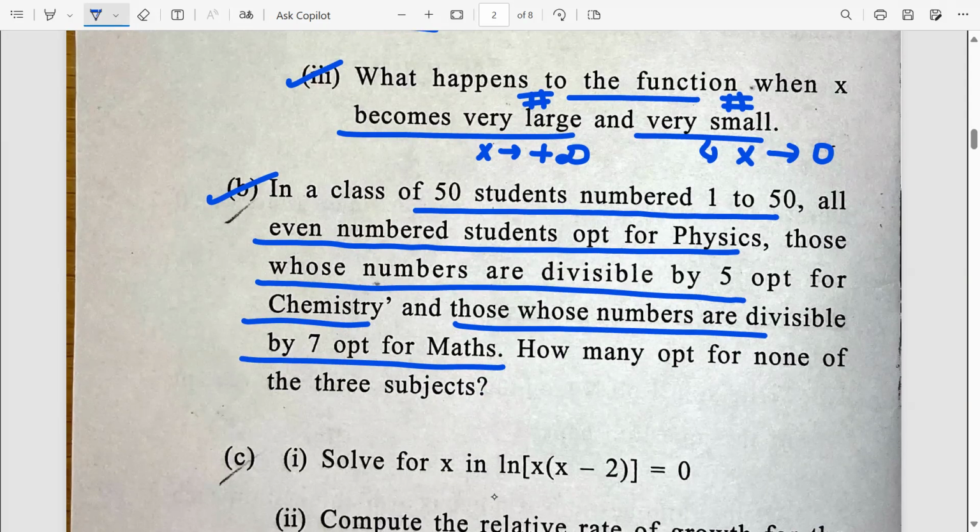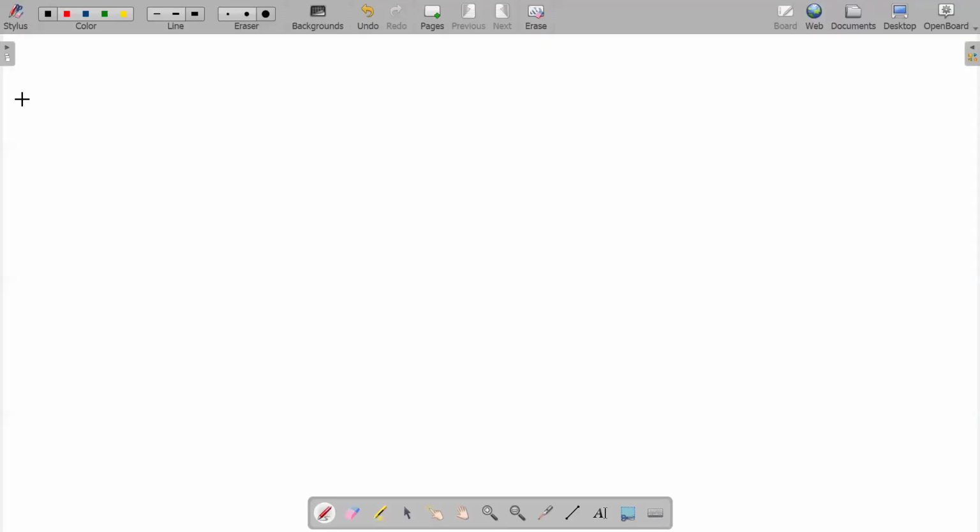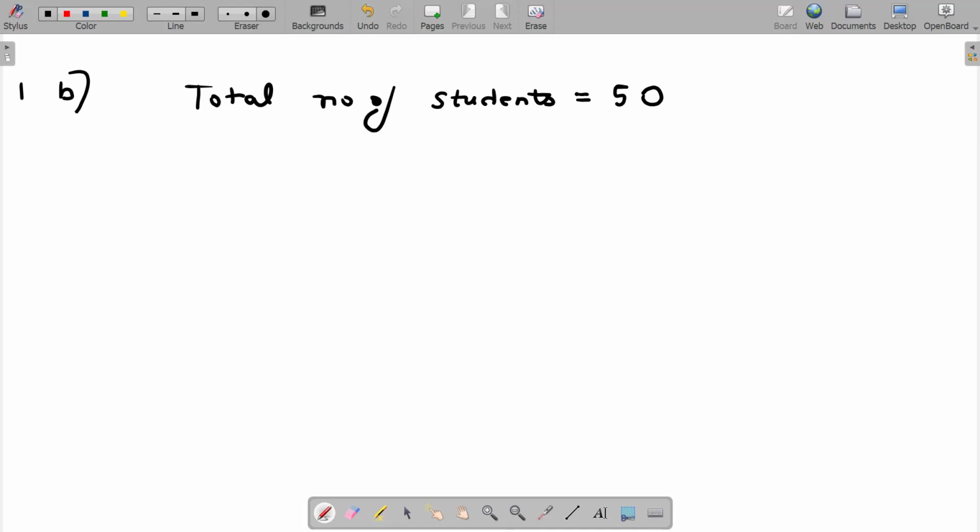Okay, so first of all, let me come to the whiteboard and let me write this for our students. I'm erasing this off. Question 1, we are looking at part B. So total number of students in the class is 50. Number of students who opt for physics is even numbered students. How many even numbers are there from 1 to 50?